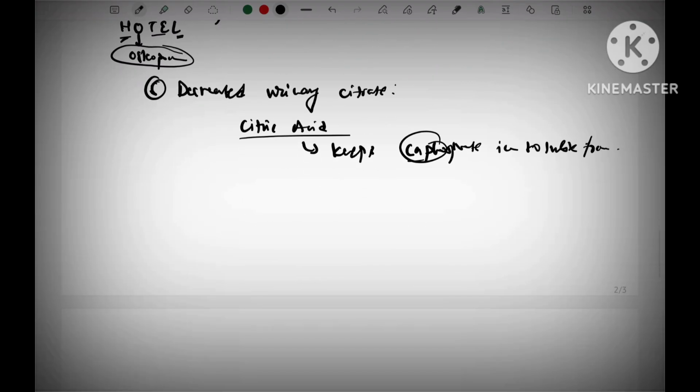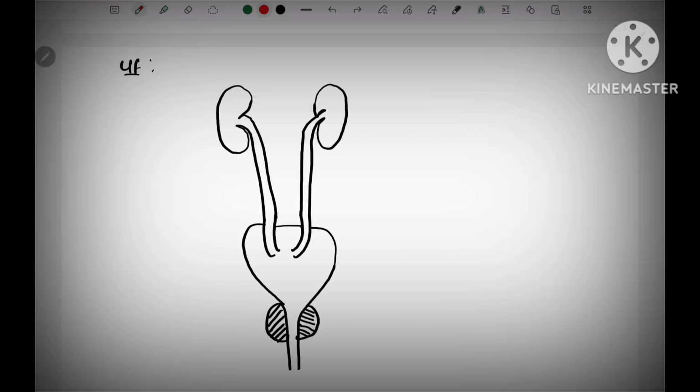Now we will learn about the clinical features of renal stone. So this is the urinary tract system. Now we will learn the clinical features based on the site of the stone. First, assume that the stone is here, in the kidney. If the stone is in the kidney, most of the patients will be asymptomatic.